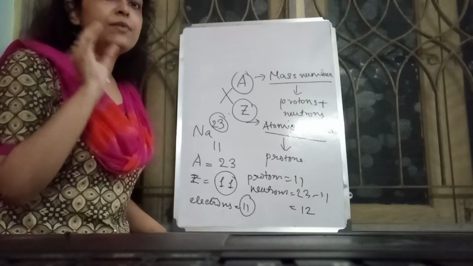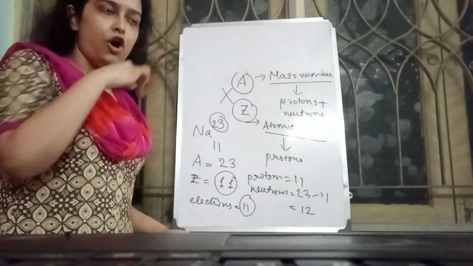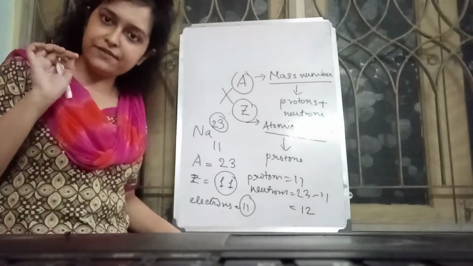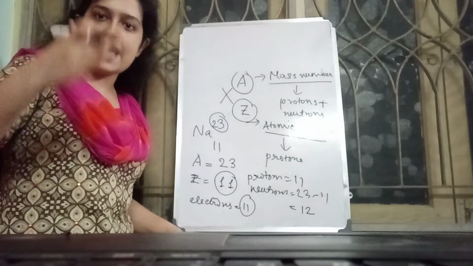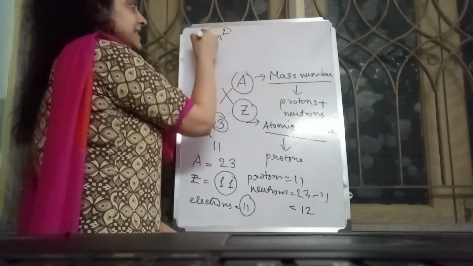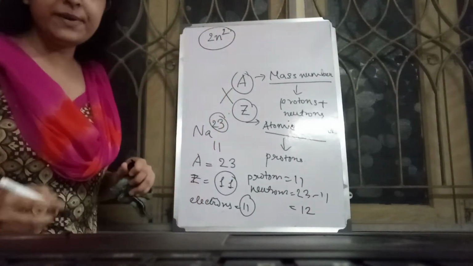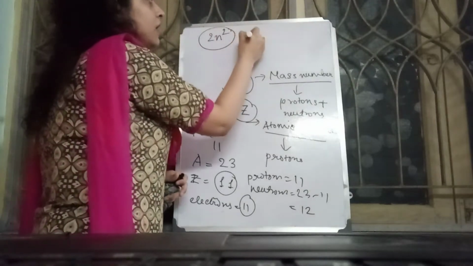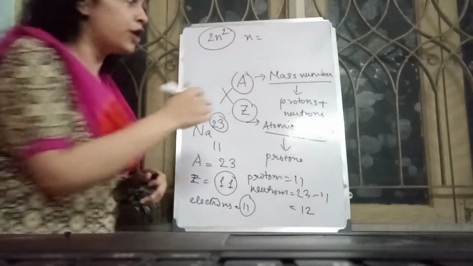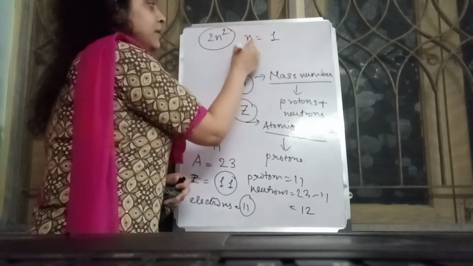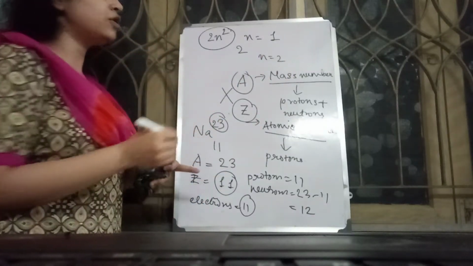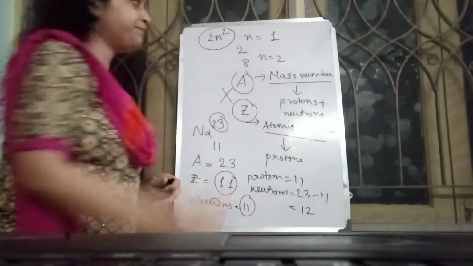The maximum number of electrons in a particular orbit. What are the orbits called? Stationary orbits or the energy levels. They are named K, L, M, N, like this. The maximum number of electrons in an orbit is 2n square, where n stands for the number of the orbit. For the first orbit, when n equals 1, the maximum is 2. For n equal to 2, it is 2 into 2 square, so basically you will get 8.